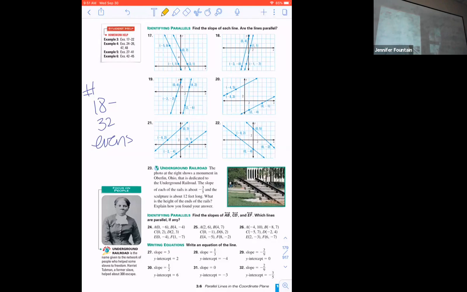And then, so now look at this for number 28. You would have y equals, what is m? 1/3 x. What is your y-intercept going to be? So 1/3 x minus 4.